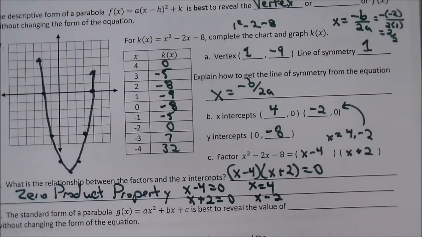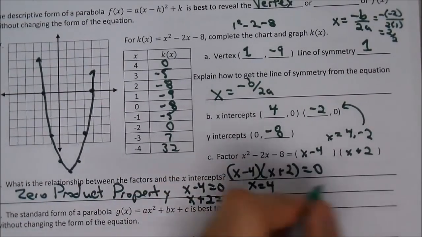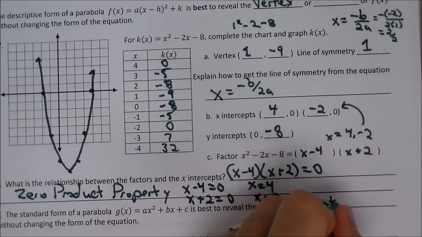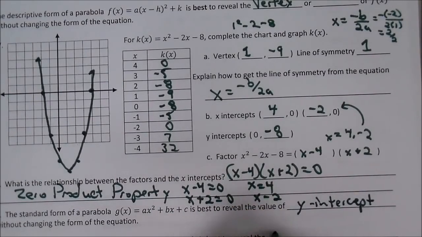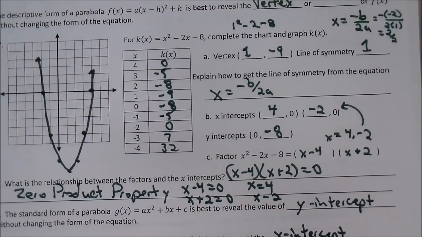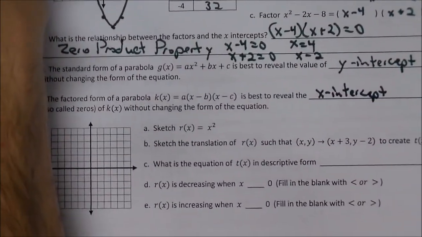Now, the standard form of the parabola is the best way to reveal the value of, I would say, the y-intercept without changing anything, because again, we can just make the x is 0. It automatically gives us the y-intercept. Now f, on the other hand, when it's in that factored form already, this is definitely the best way to find the x-intercept, or like it calls it, the zeros or the solutions of the equation.